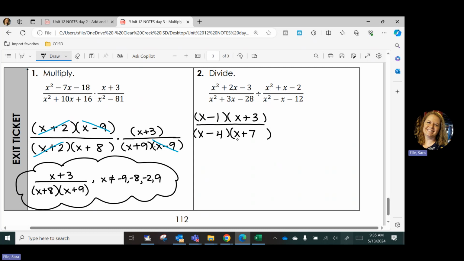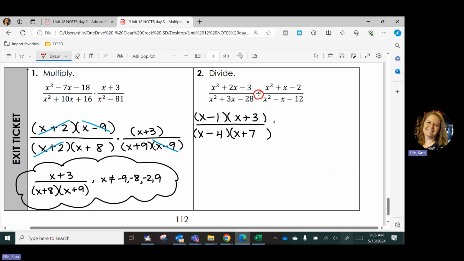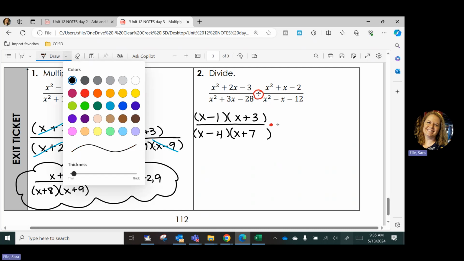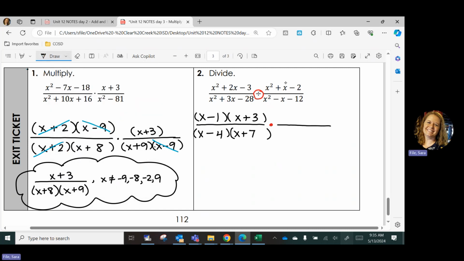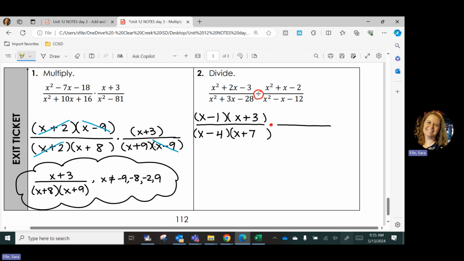Now, that was the keep. Now the change is change it from division to multiplication. And then the flip is this rational expression over here. What was the numerator becomes the denominator. What was the denominator becomes the numerator. So we'll do our highlighting to show that.